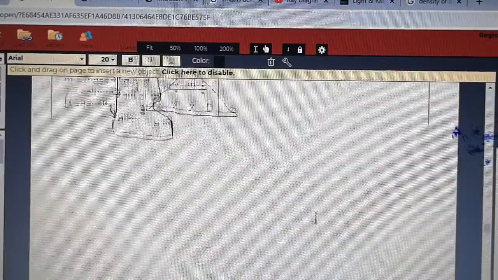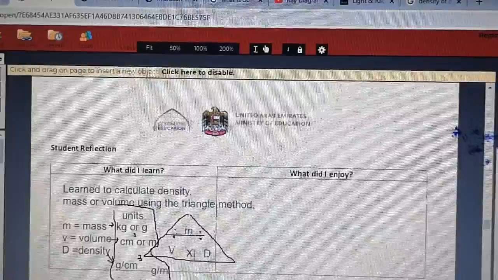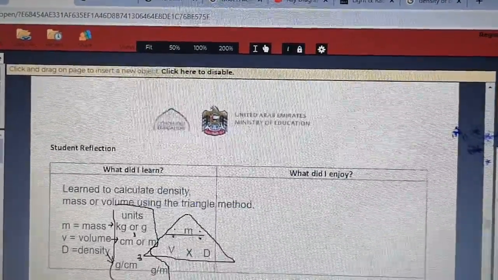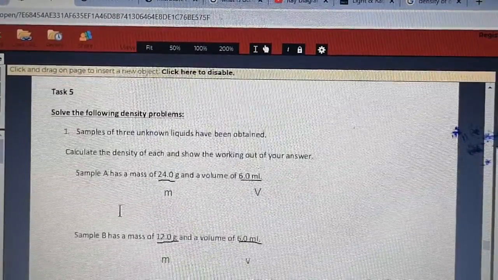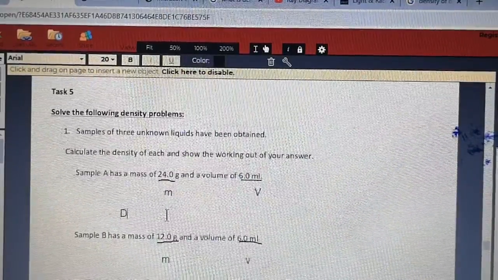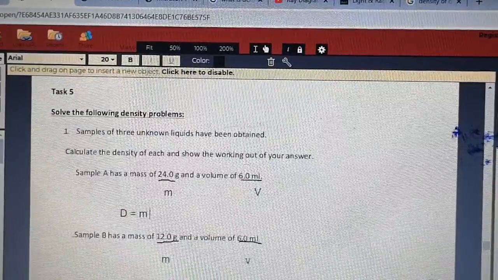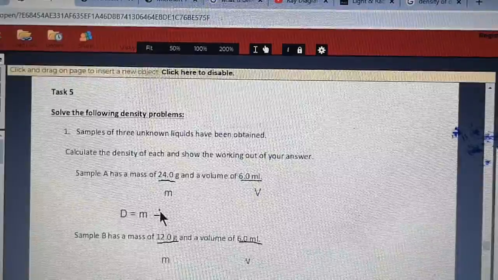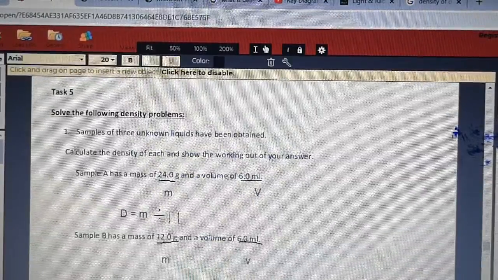Let's go back to my triangle. Here it is. I'm trying to find density. I have mass and volume. Cover the D, mass, tag team, volume. So I'm going to do the first one. You can do the next two. We've done a lot of practice with this already. Density equals mass divided by volume.